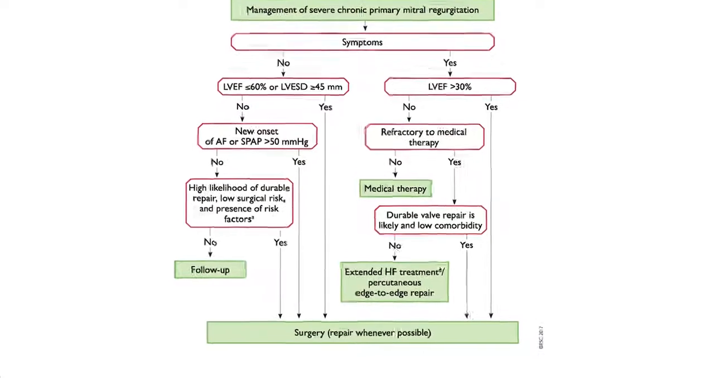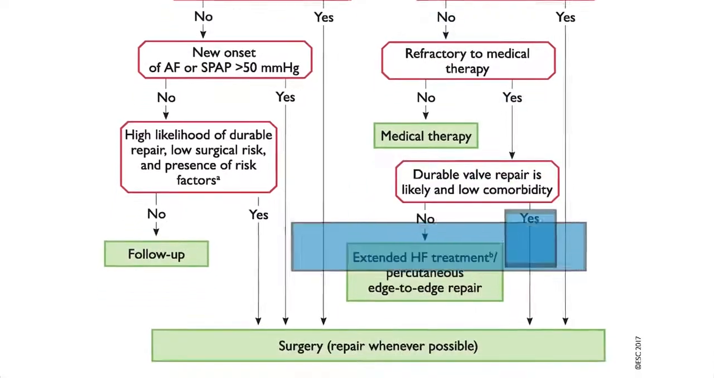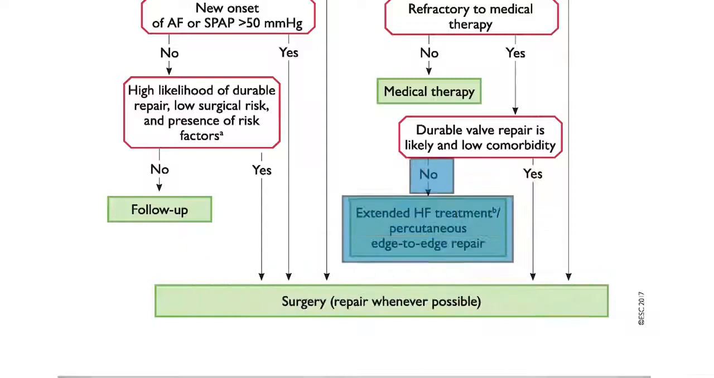If ejection fraction is below 30%, you want to know if he is refractory to medical therapy. You want to know if repair is possible and if the comorbidity is low, in other words, the operative risk is low. And if this is the case, you would also bring the patient to surgery. If the patient has a high operative risk and repair is probably not possible, then you would have to look for alternatives, preferably the edge-to-edge repair.